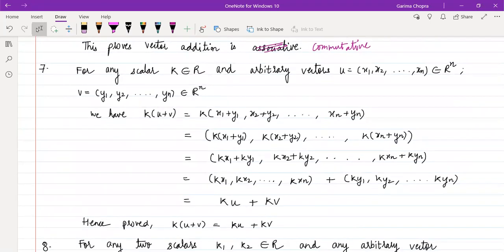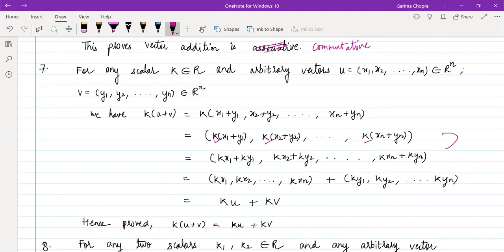So for that, we are considering scalar k, and we are considering any two arbitrary vectors u and v in this n-dimensional space. And then we are considering the scalar multiplication of the scalar k with this vector u plus v. So firstly, we are finding this u plus v. This we can easily write down by the definition of vector addition. And then we have used the definition of scalar multiplication. What we have done, here we have multiplied each component with the scalar k. We have introduced k here.